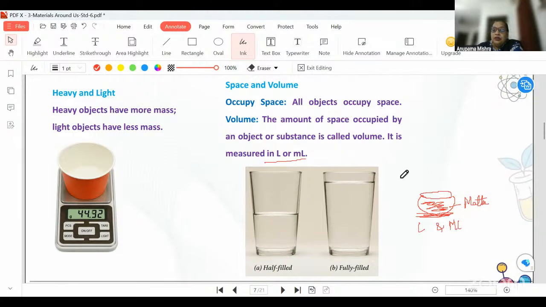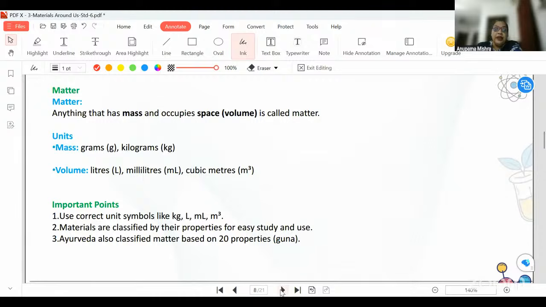Now, we are also matter because when we are sitting in one place, we are occupying space and we have a mass. So the substance which occupies space and has a mass is called matter. So space and volume are some of the properties of matter. That is how we define matter: anything that has a mass and occupies space, that is volume, is called matter.